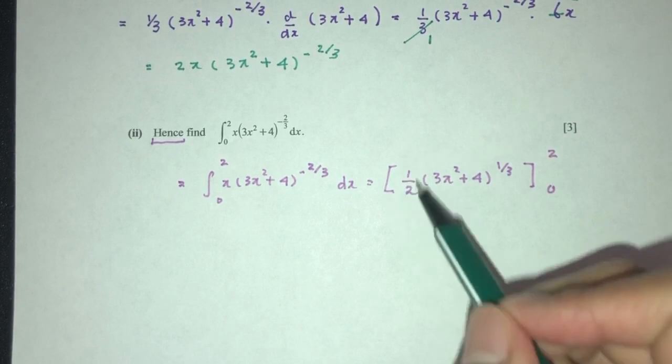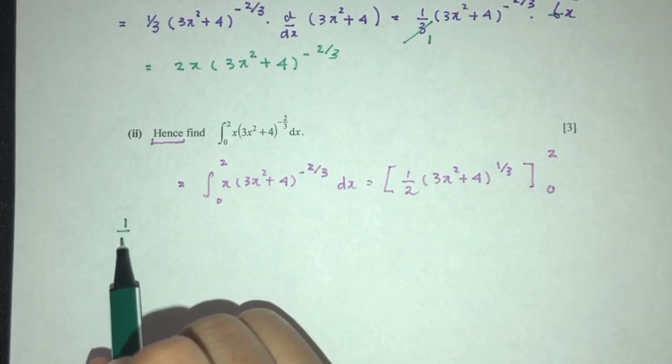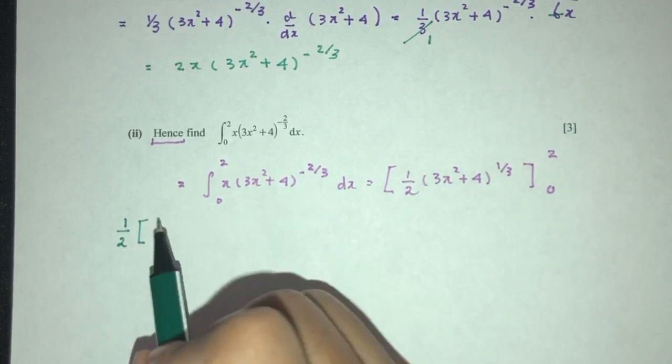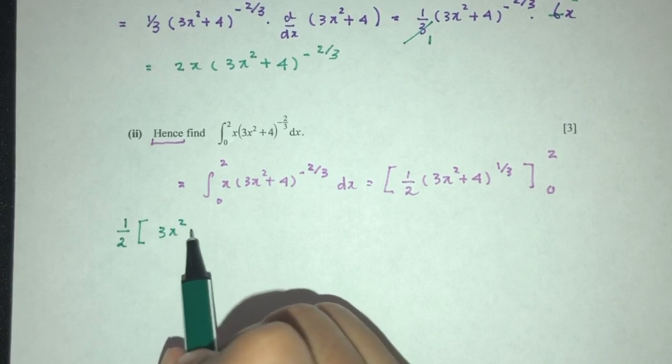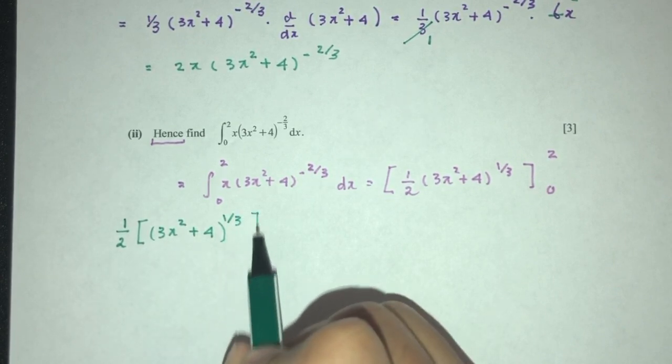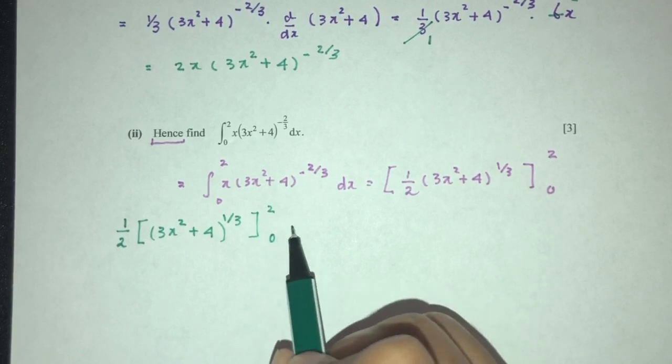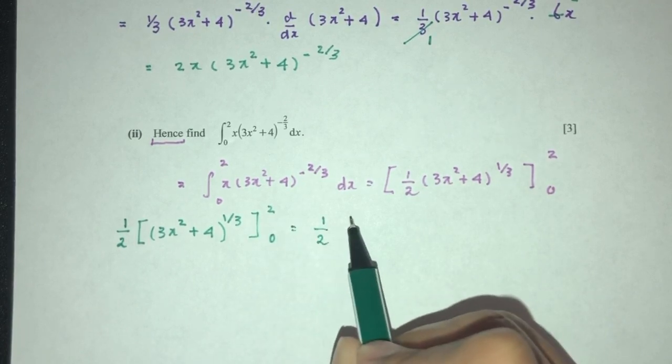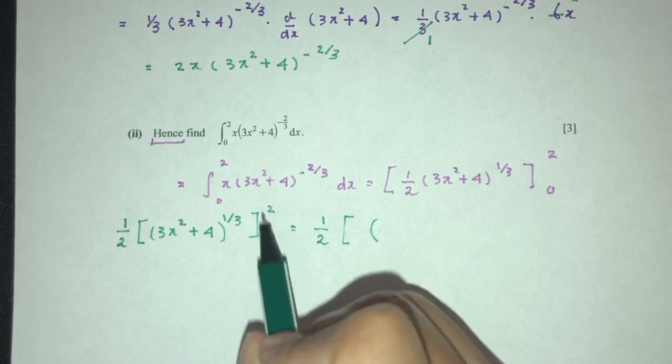Obviously, we can take out the half. Half is half, right? We don't need 2. And then this will have to be (3x squared plus 4) power 1/3, and then we have 2, 0. So 1 by 1, half is half. Let's first replace the values of 2.